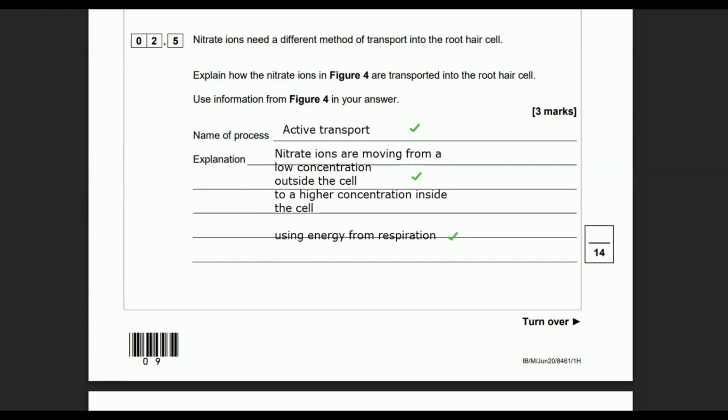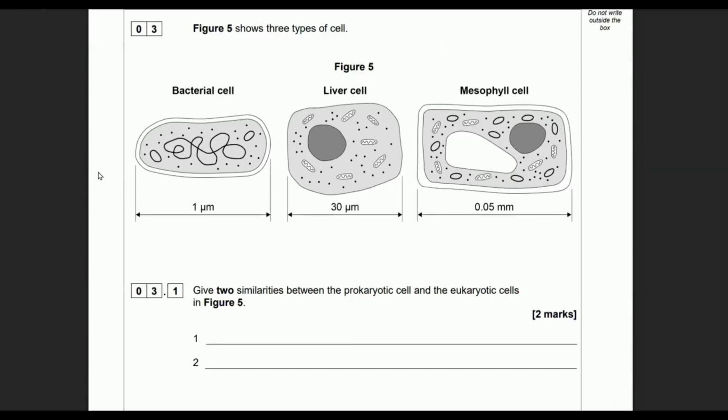How did you do? Okay, guys, we're moving on to question 3 out of 7. Figure 5 shows 3 types of cells. We've got a bacterial cell, which is 1 micrometer wide. We've got a liver cell, 30 micrometers wide. And we've got a mesophyll cell, which is 0.05 millimeters wide. What I'm going to do here is highlight that because look, the units are different. So we're going to need to take that into account.